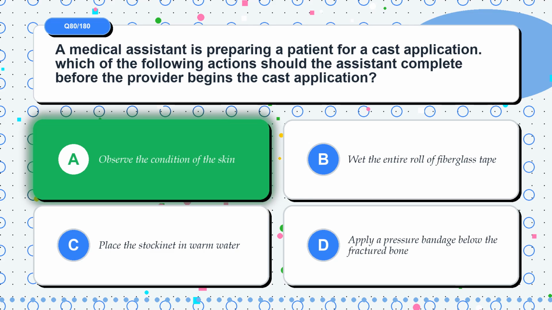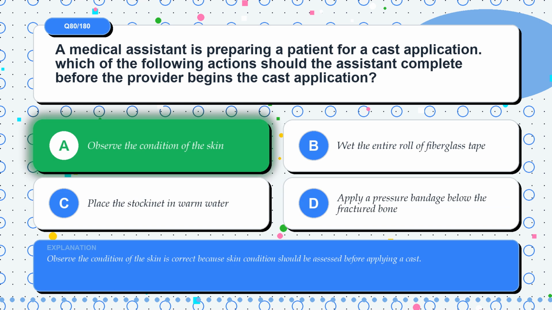The correct answer is option A. Observe the condition of the skin. Observe the condition of the skin is correct because skin condition should be assessed before applying a cast.